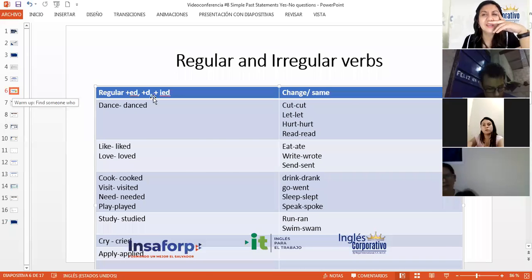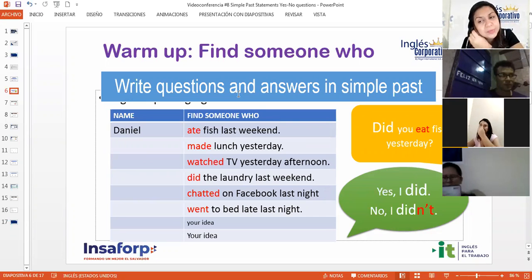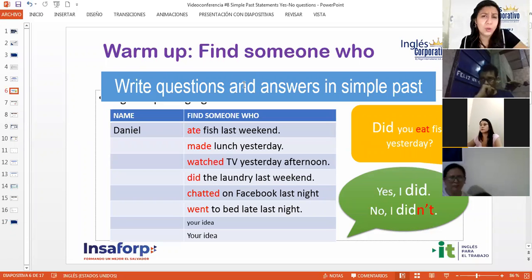Good. And now we're going to pass to the next activity, which is find someone who. In this activity, you have to write questions and answers in simple past. You have to find in the class or in the group that we are going to create someone who ate fish last weekend, someone who made lunch yesterday, someone who watched TV yesterday afternoon, someone who did the laundry last weekend, someone who chatted on Facebook last night, someone who went to bed late last night, and you have to add two ideas.